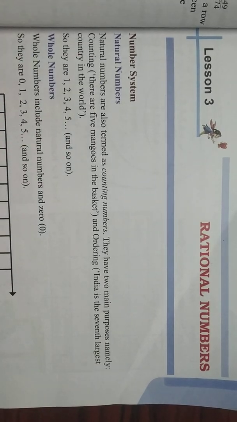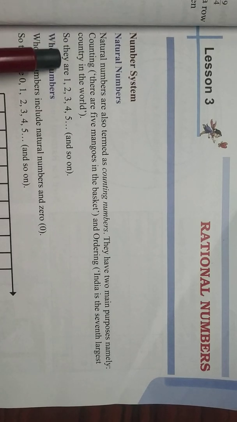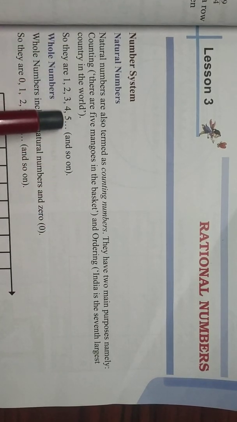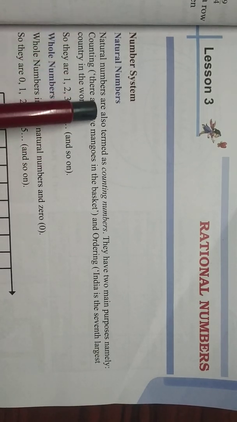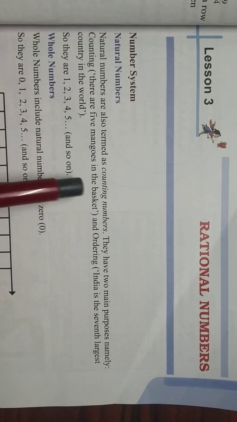Today we will discuss lesson 3, rational numbers. In our number system, we have already discussed natural numbers. Natural numbers means what? 1, 2, 3, 4, 5, etc. These are known as natural numbers, and natural numbers are also termed counting numbers.